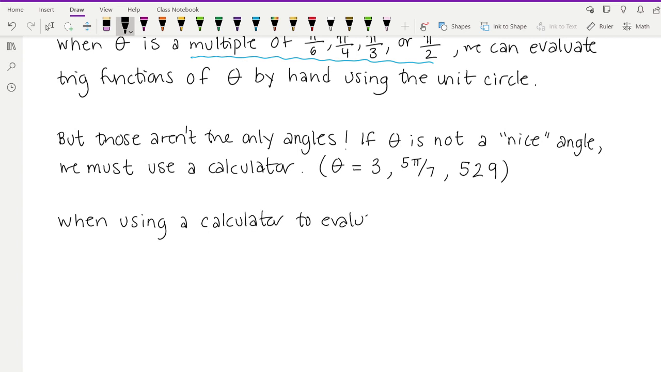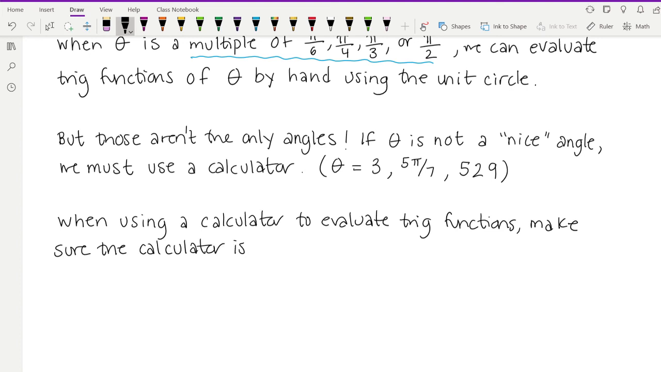to evaluate trig functions, make sure the calculator is in radians mode for now. Later on we'll do some examples working with degrees, but for now, angles are in radians. So you want to make sure that your calculator is in radians mode.